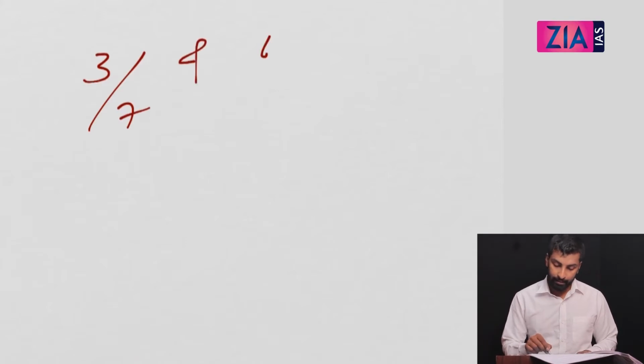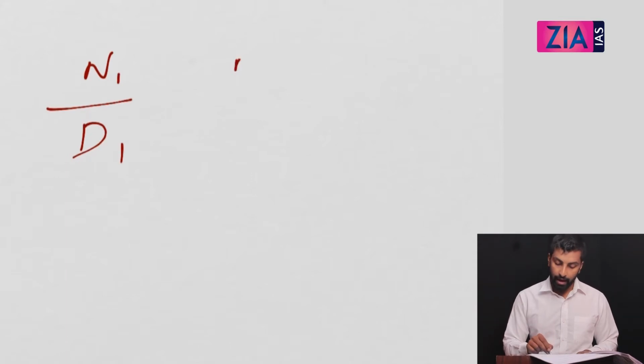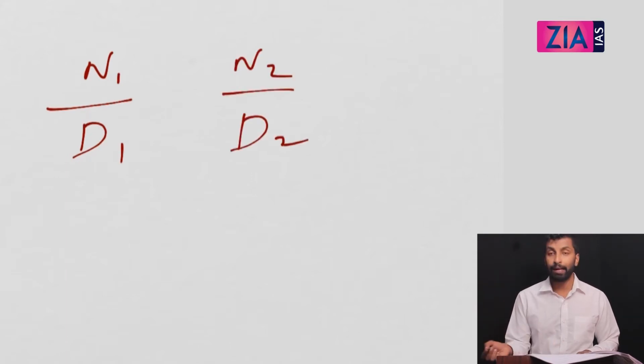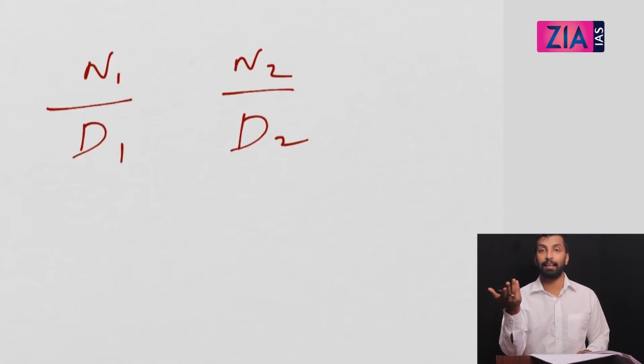Now, what if I ask you LCM of fractions? It's like if I give you two numbers, 3 by 7 and 6 by 8, something like this. Okay. So what is the LCM of these two? Or if I give you numbers with numerator and denominator, let's suppose n1 d1 and n2 d2, etc. Okay, maybe d1 and d2 may be common. Okay, so generally you understand LCM of fractions or rational numbers.